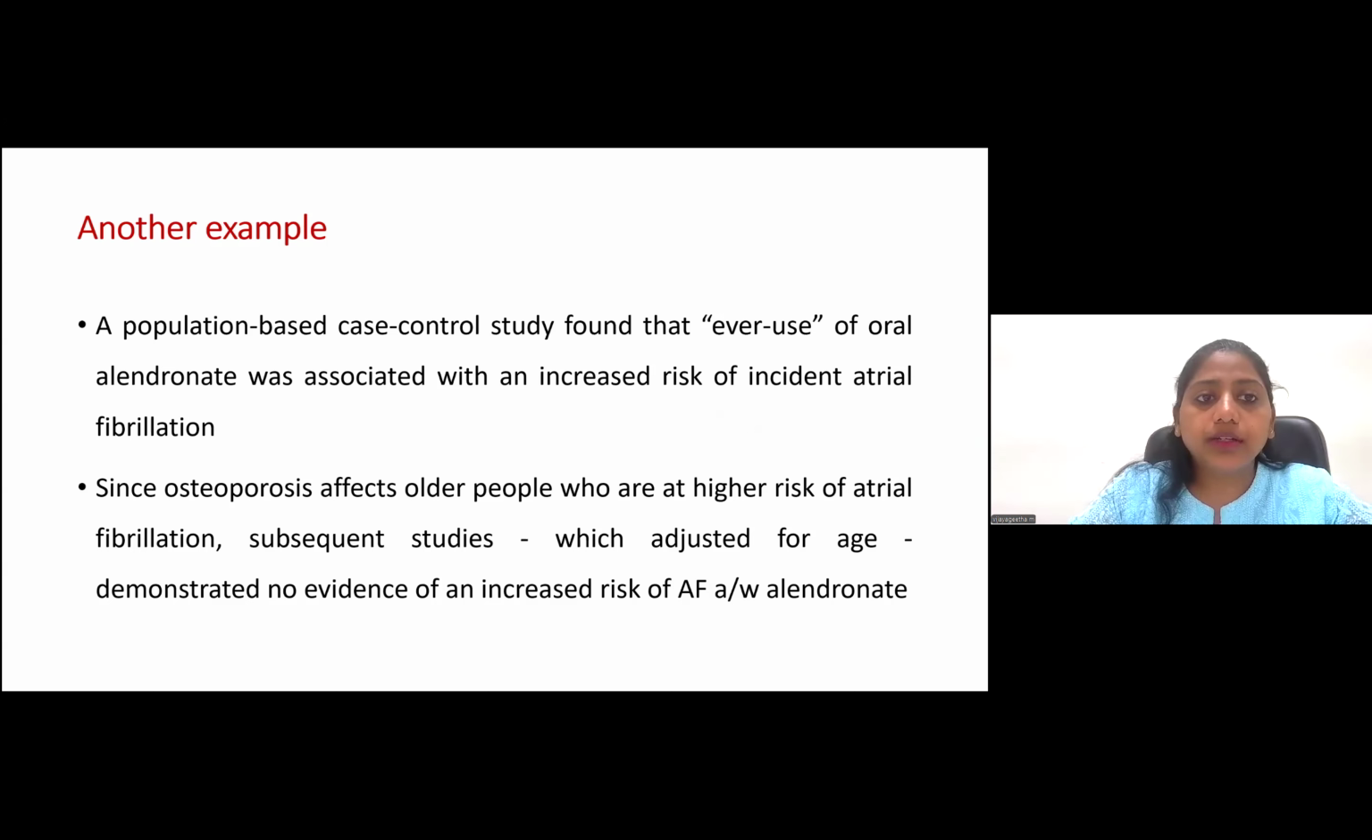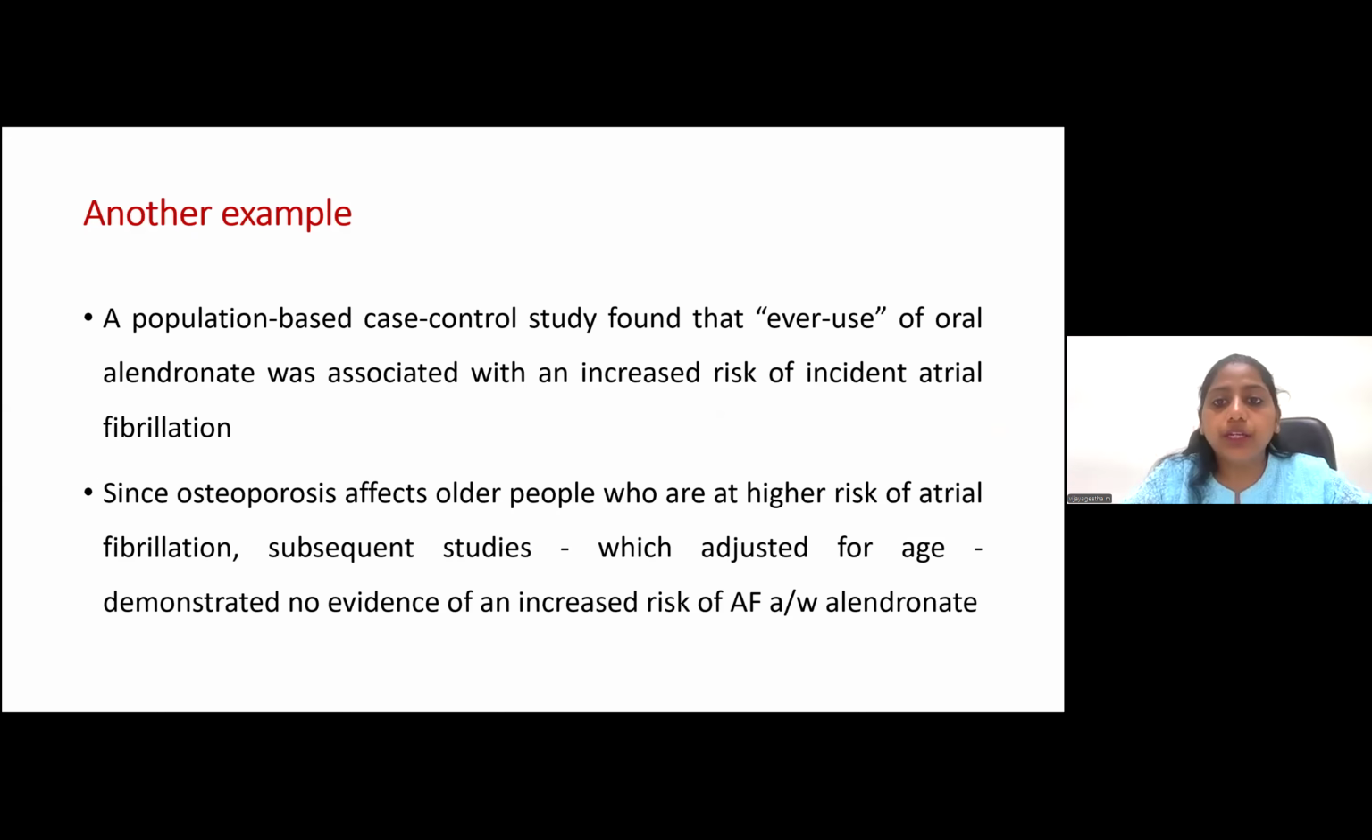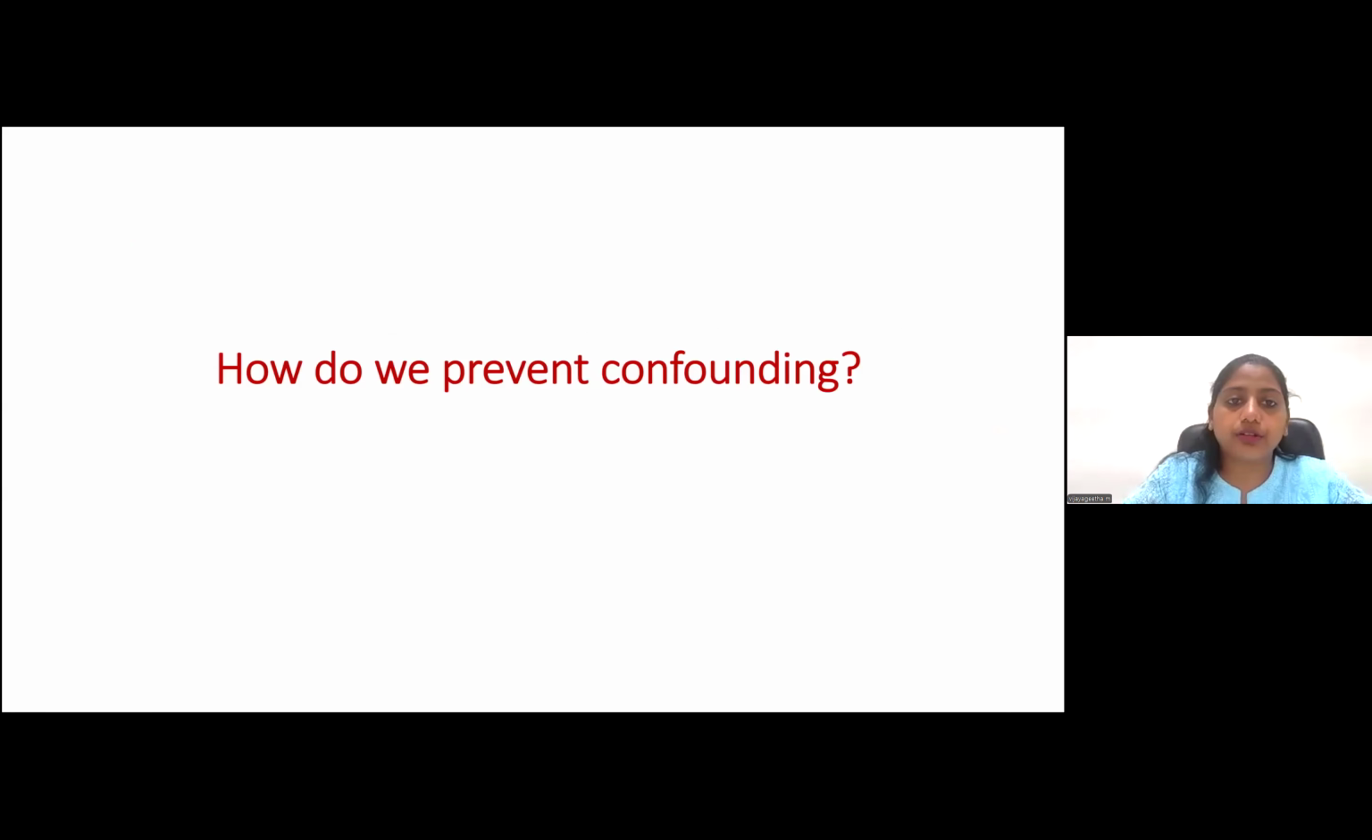Another example again: a population-based case control study found that ever use of alendronate was associated with an increased risk of incident atrial fibrillation, right? Since osteoporosis affects older people who are at higher risk of atrial fibrillation, subsequent studies adjusted for age and demonstrated that no evidence of an increased risk of atrial fibrillation was associated with alendronate. Okay.